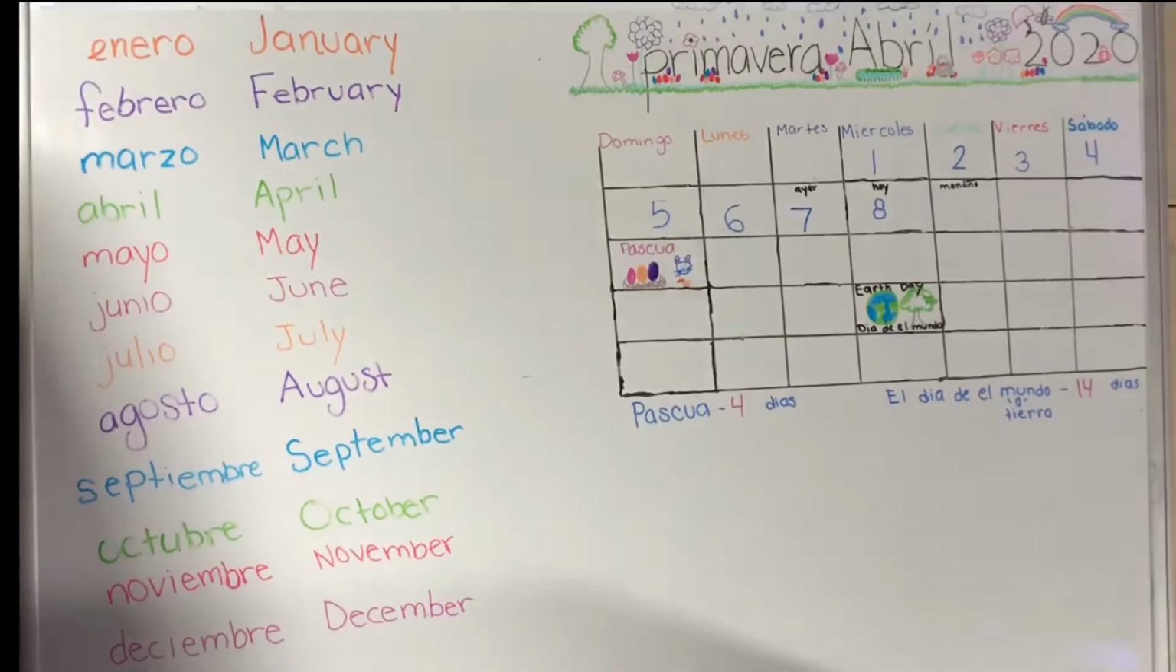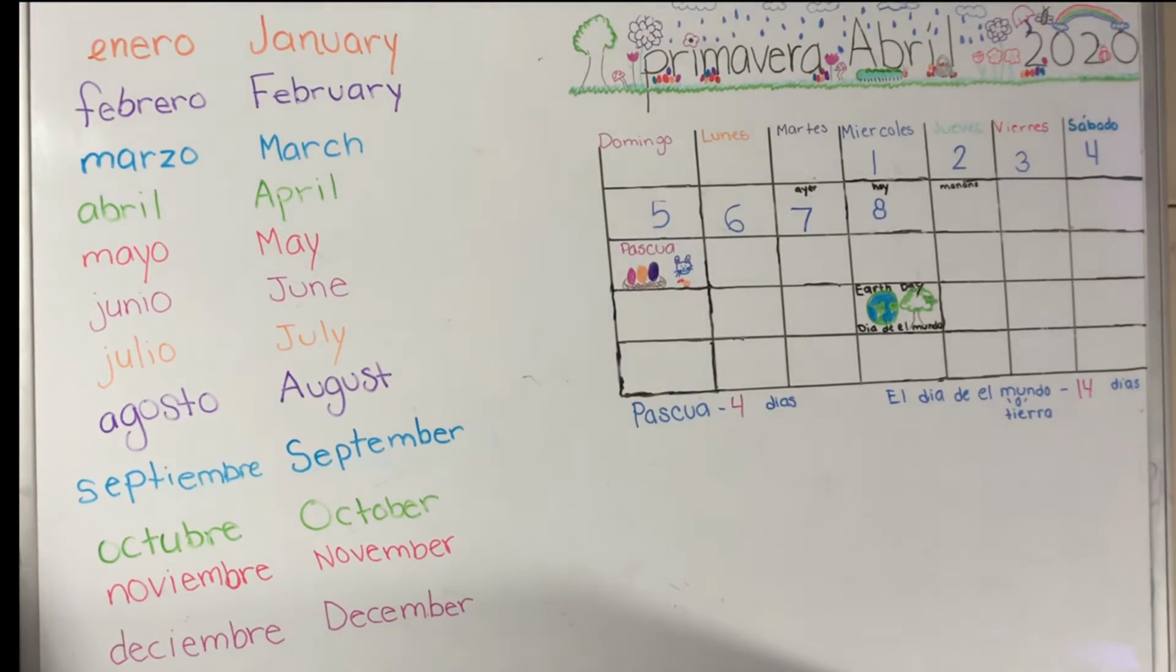Muy bien. Okay, ahora vamos a repasar los meses del año. Now we're going to go over the months of the year. We did it yesterday and then we're going to do it again today. Y ayer lo hicimos y hoy lo vamos a hacer otra vez.